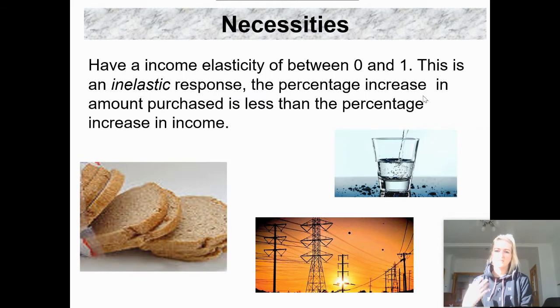Necessities have, as I've already kind of talked about, an income elasticity between 0 and 1 because they have an inelastic response. Because necessities are obviously a requirement by consumers, when there's a change in their income, they will not change the demand for these goods by a lot. Okay, they are not very responsive to price changes for these goods. So therefore, obviously, we have an inelastic response.